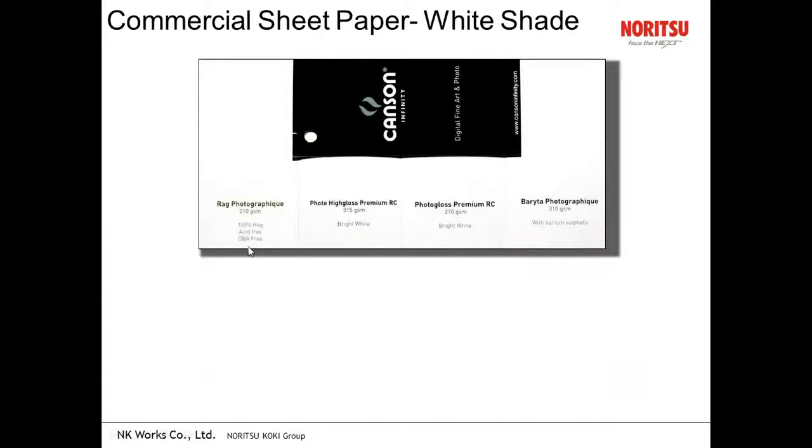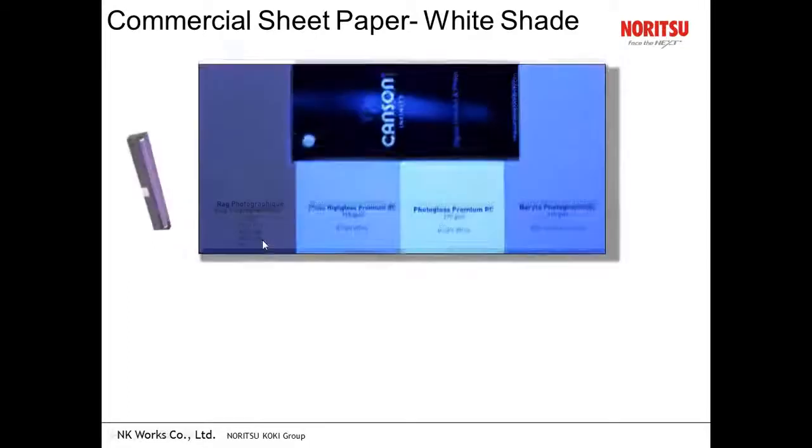Canson does identify which of their papers are OBA free and which are not, clearly on their packaging. Now, Hahnemuhle does identify it as well too. Canson tends to promote a little bit more than Hahnemuhle their products that are OBA free.